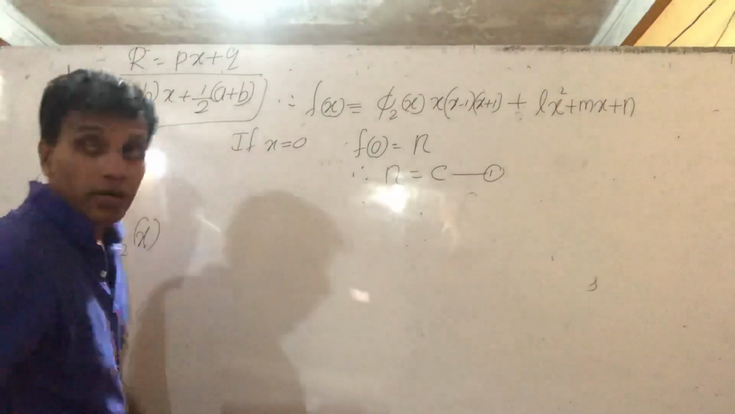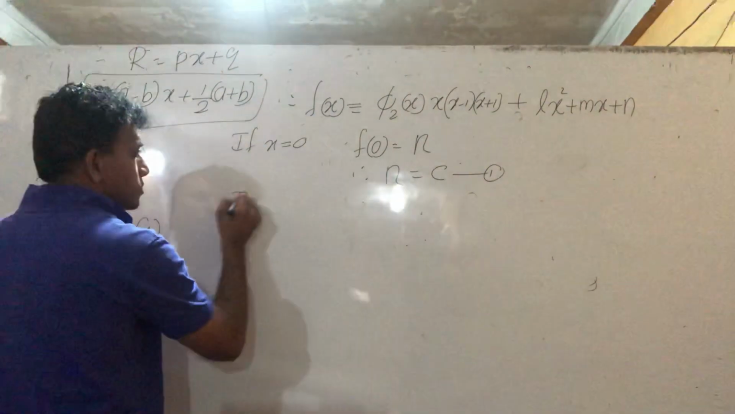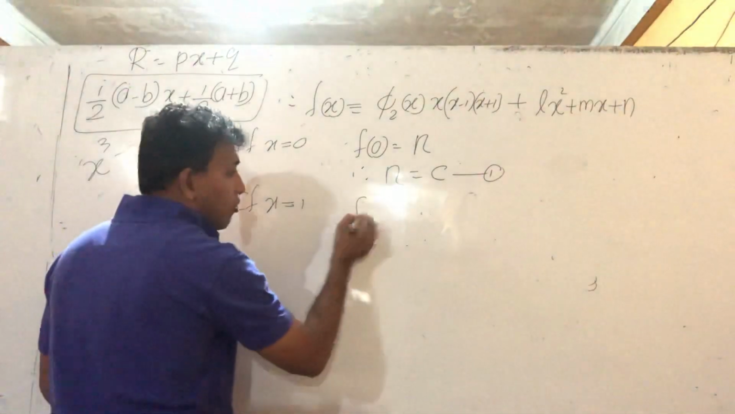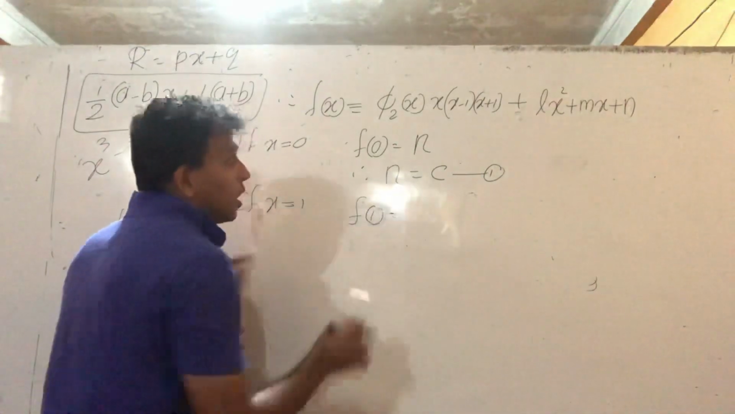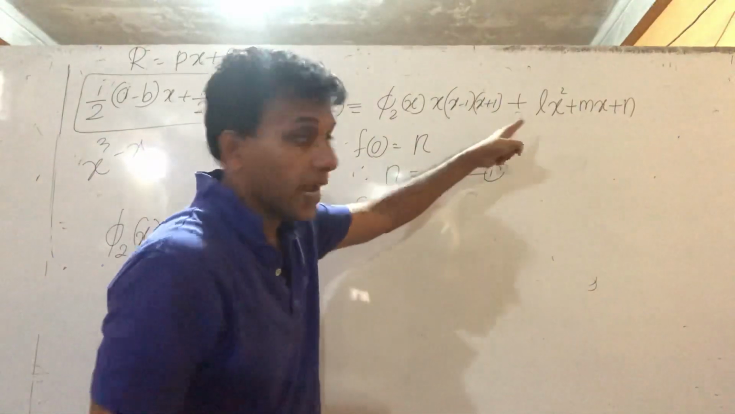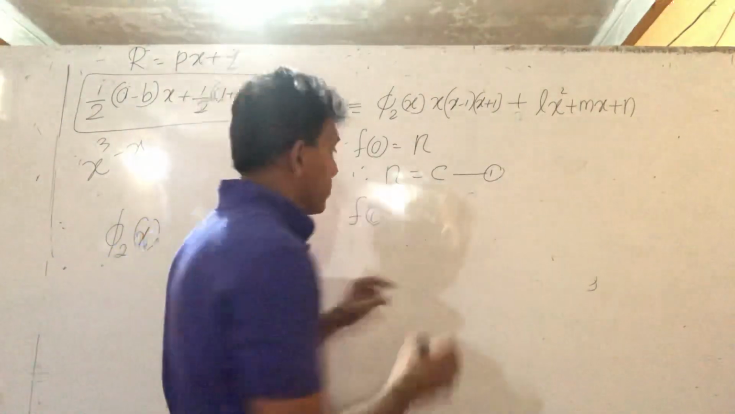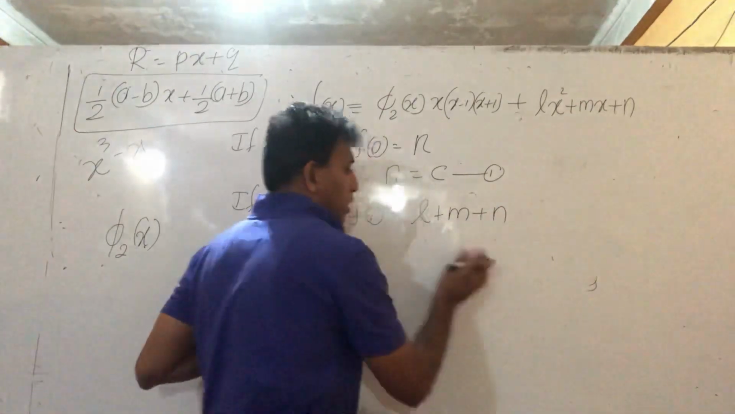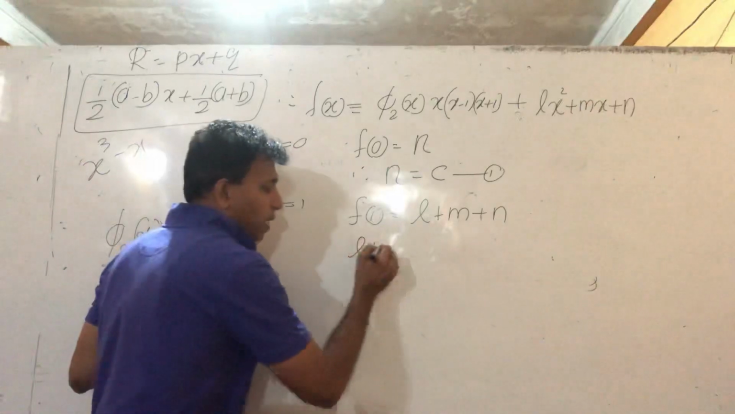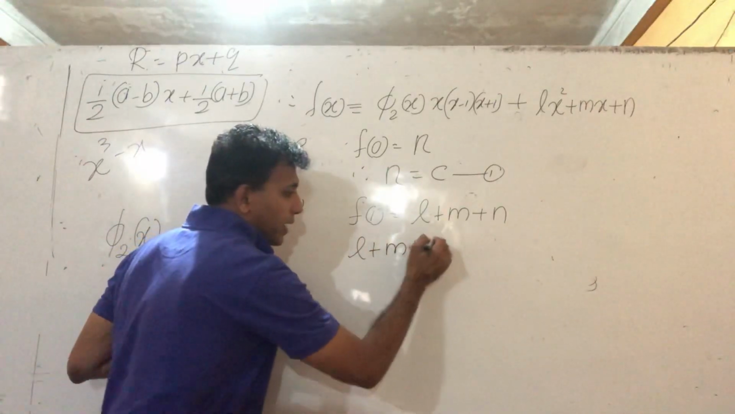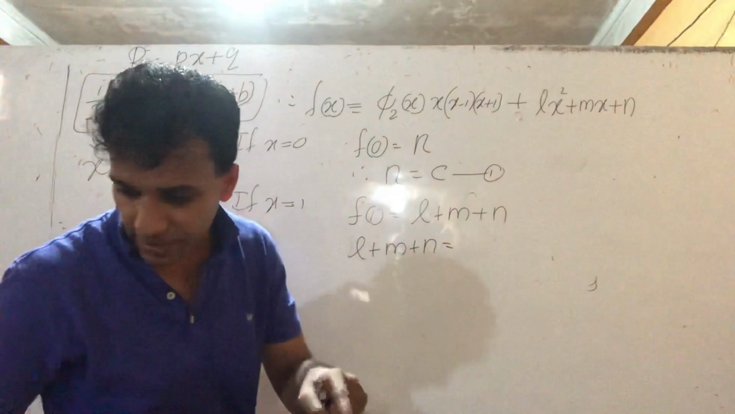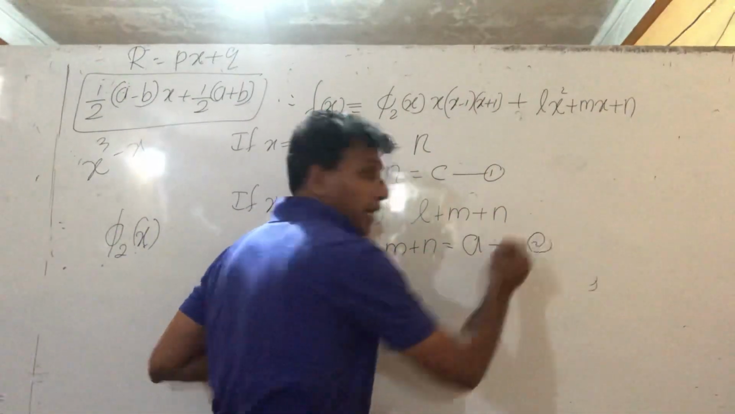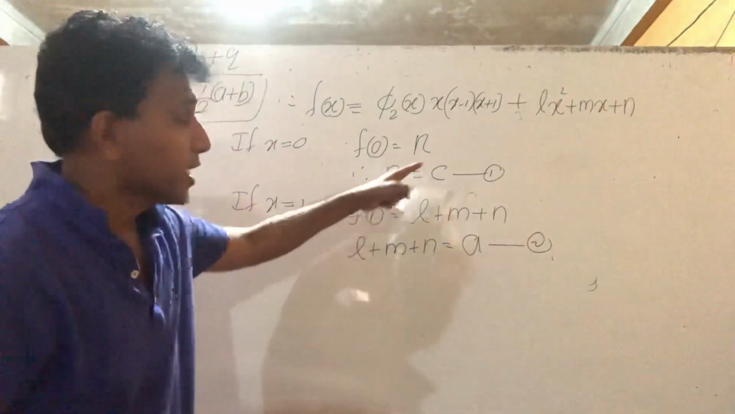Next one, put x for 1. If x is 1, f of 1, this part 0, L into 1, M into 1 plus N. L plus M plus N. Therefore, L plus M plus N is what? f of 1 is, they said, A, small a. Second equation, right?